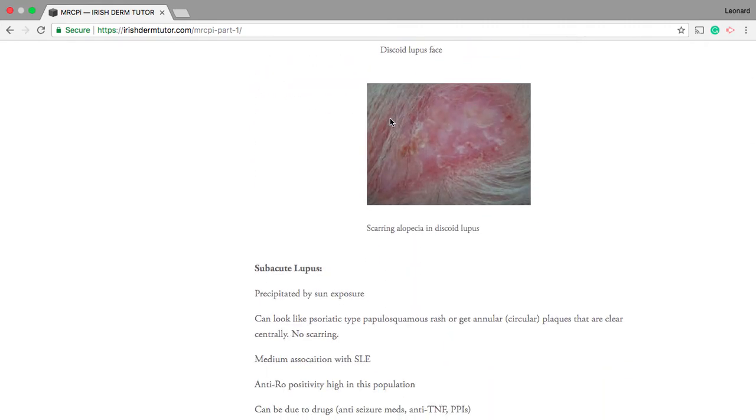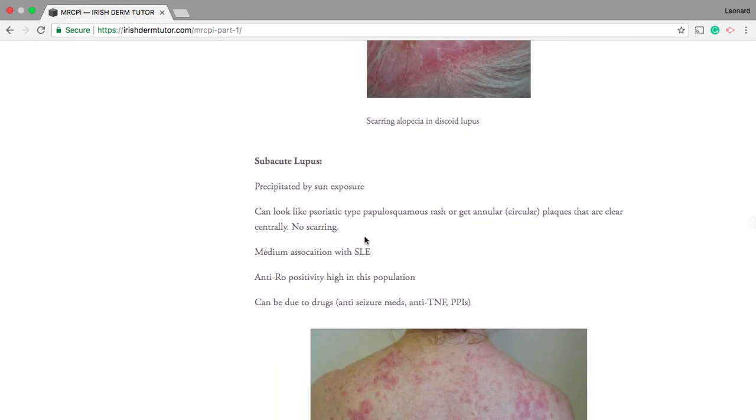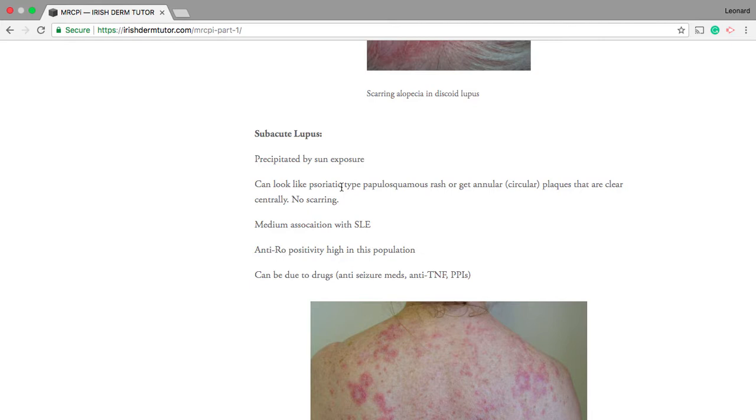I'll move on to subacute lupus now, and again, it's often precipitated by sun exposure. And the lesions you get can often look like a psoriatic type papulosquamous rash, or else you can get annular or circular type plaques that are clear centrally. And importantly, there's no scarring seen with this condition. Compared to discoid lupus, which has a low association with SLE, and acute lupus, which has a higher association, I'd say that subacute lupus has a medium association with SLE.